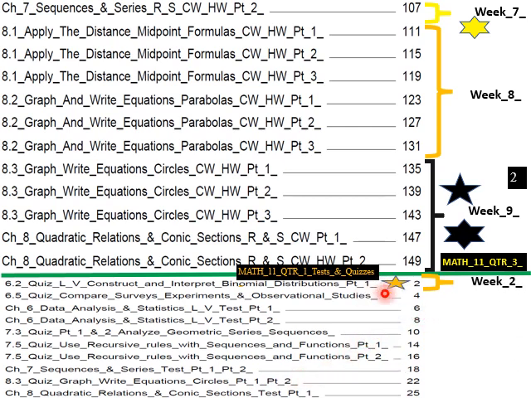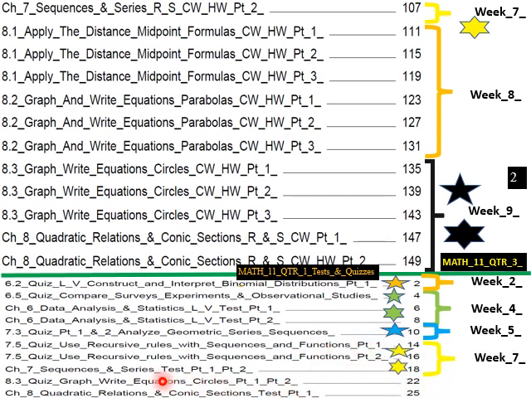And then here's your testing schedule. Week 2, there is a quiz. Week 4, there's a quiz and a test. Week 5, there is a quiz. And then week 7, we have a quiz and a test. And then week 9, we have a quiz and a test.